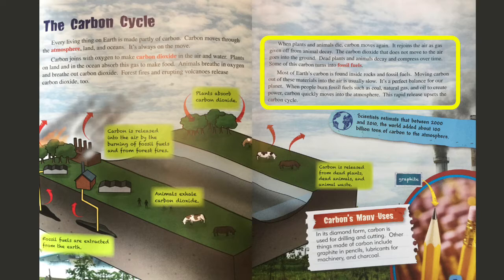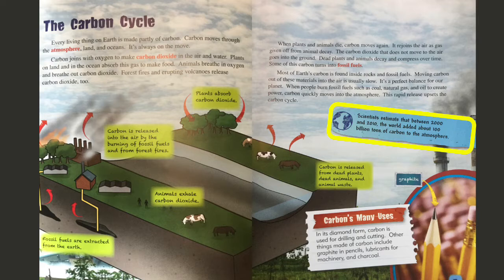When people burn fossil fuels such as coal, natural gas, and oil to create power, carbon quickly moves into the atmosphere. This rapid release upsets the carbon cycle. Scientists estimate that between 2000 and 2010, the world added about 100 billion tons of carbon to the atmosphere.